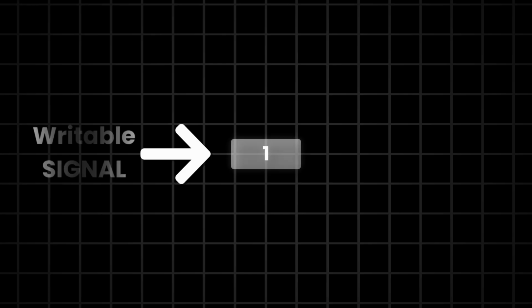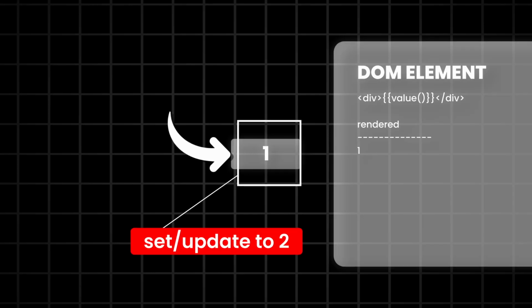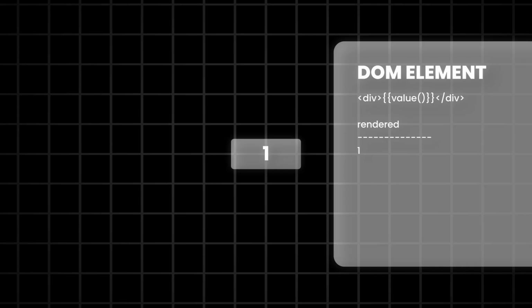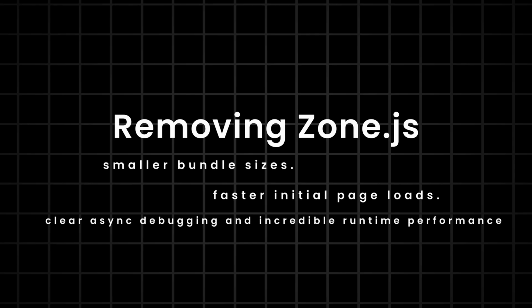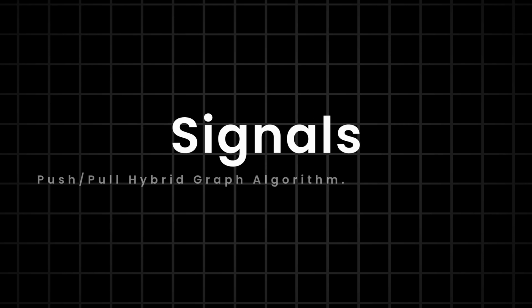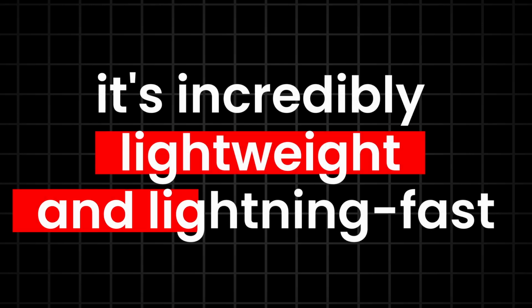A signal is simply a synchronous wrapper around a value that automatically knows exactly who is reading it. Instead of blindly checking the whole page, a signal acts like a laser pointer that tells Angular exactly which specific DOM text node changed. By removing Zone.js, we get a smaller bundle size, faster initial loads, crystal clear async debugging traces, and incredible runtime performance. Instead of being built on top of RxJS observables, signals are custom engineered using an ultra-fast push-pull hybrid graph algorithm that tracks modifications using simple integers and bitwise flags. It is incredibly lightweight and lightning fast.